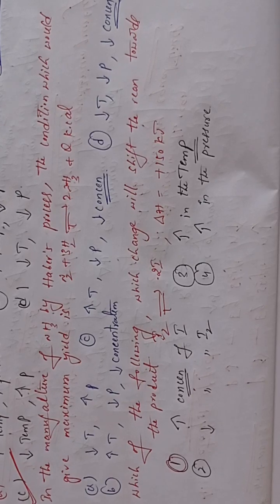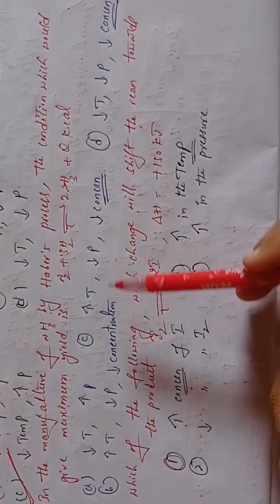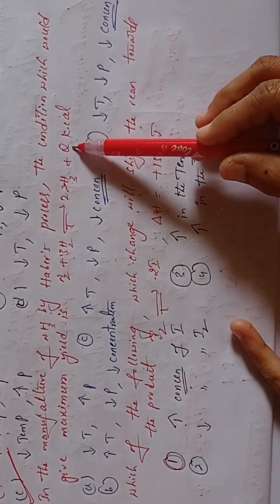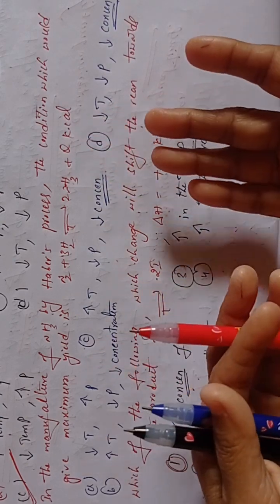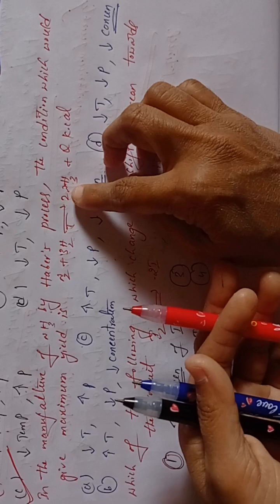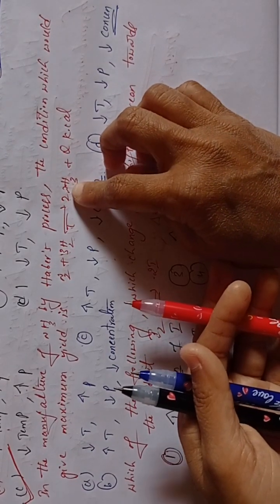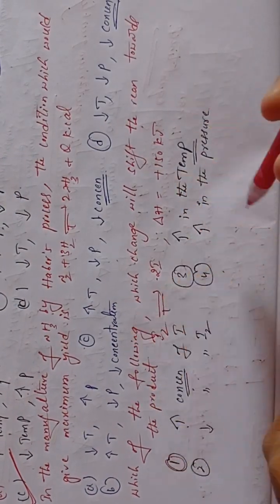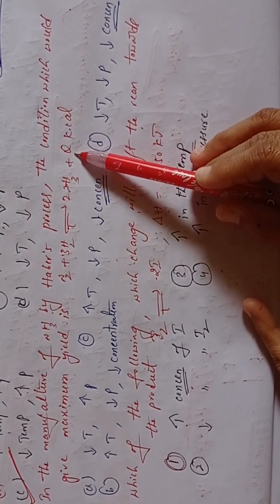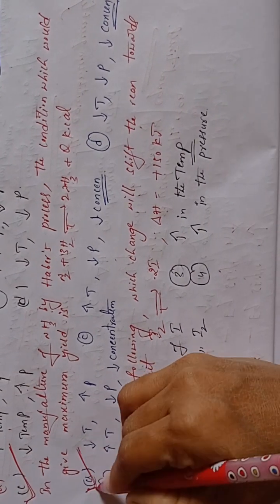Next, second question: in the manufacture of ammonia by Haber's process, which condition would give the maximum yield of ammonia? Here plus Q kilocalories is given, so it is an exothermic reaction. For exothermic reactions, less temperatures are favorable. And the number of moles is less on the product side, so high pressures are favorable. Low temperature and high pressure are favorable. Option A is the correct answer.